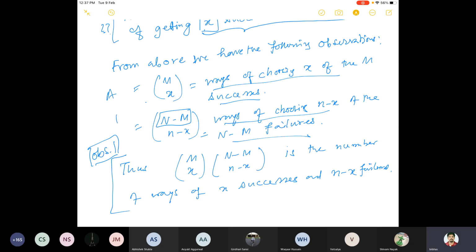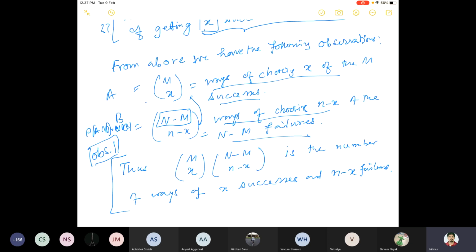Because A, B, so probability of A times B is equal to probability of A times probability of B. Now your question is why these are independent? Because this does not have any effect on this one.